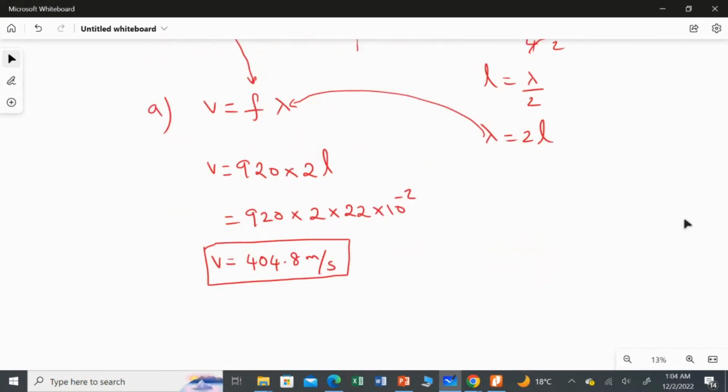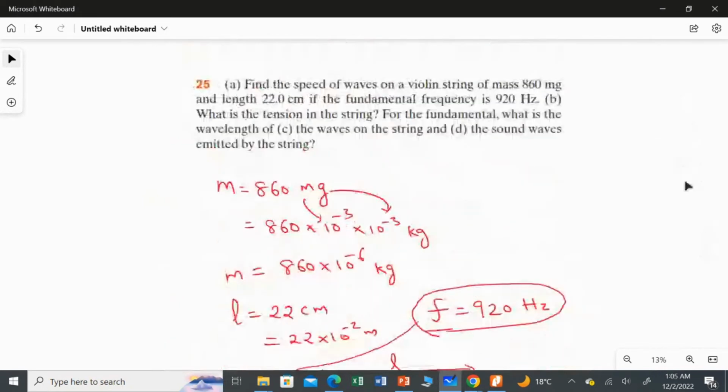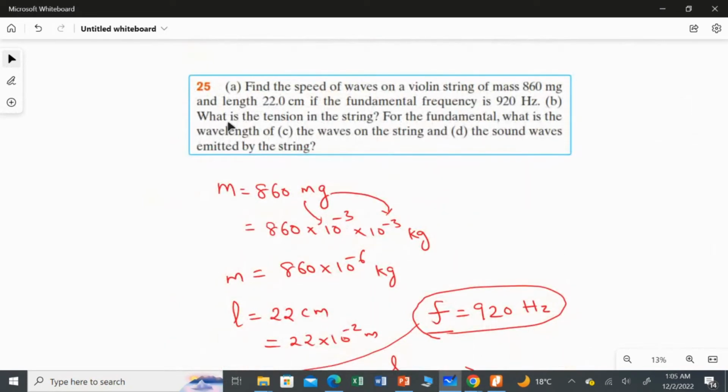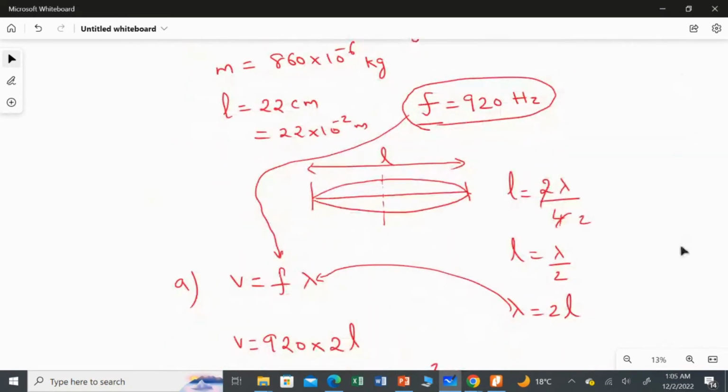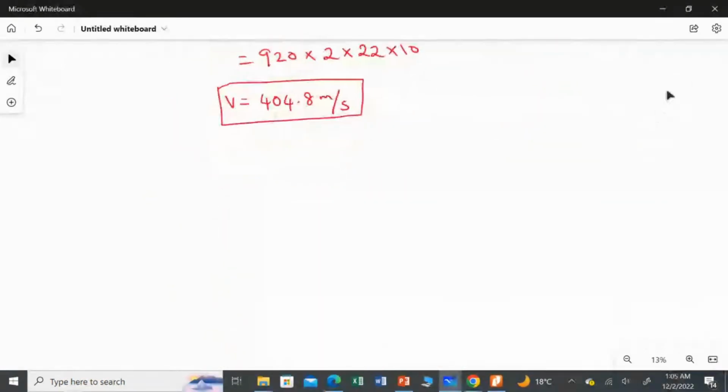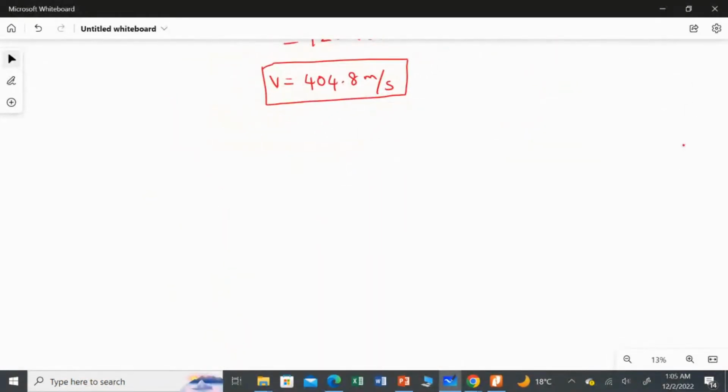Okay, now we have to go for the second part. What is given in the second part? What is the tension in the string? As we know the rule of the speed of the wave on the string, V is equal to square root of T over mu, right?